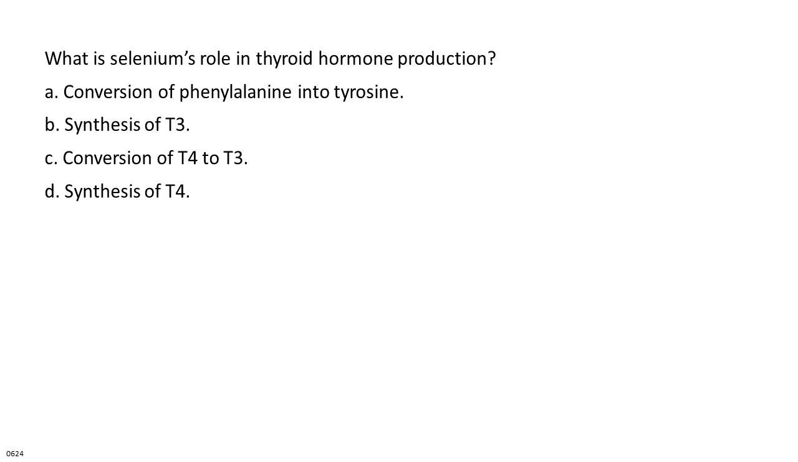What is selenium's role in thyroid hormone production? A. Conversion of phenylalanine into tyrosine. B. Synthesis of T3. C. Conversion of T4 to T3. D. Synthesis of T4.